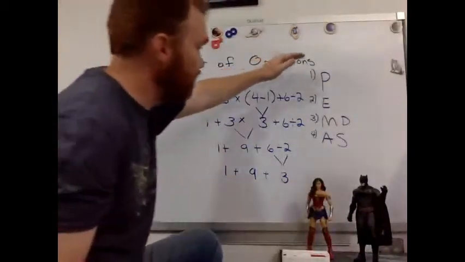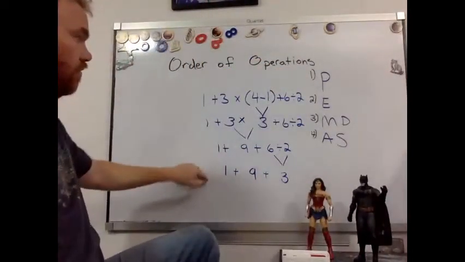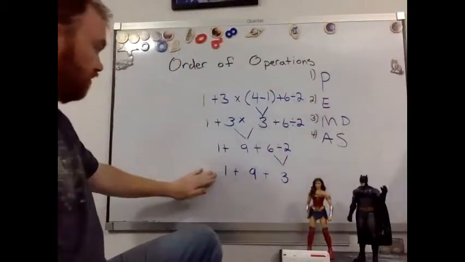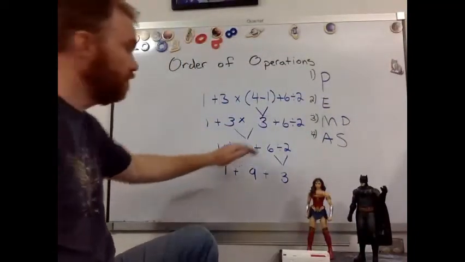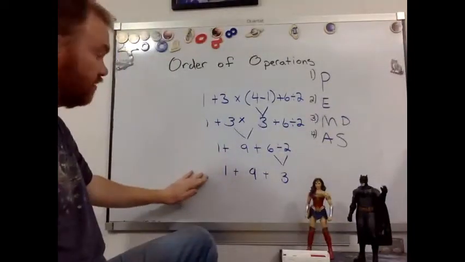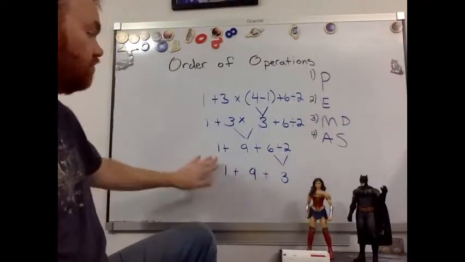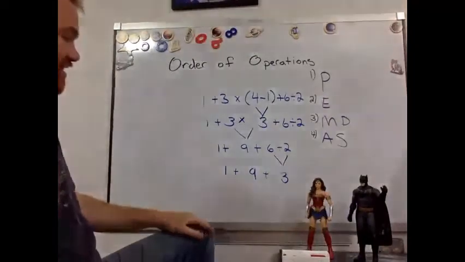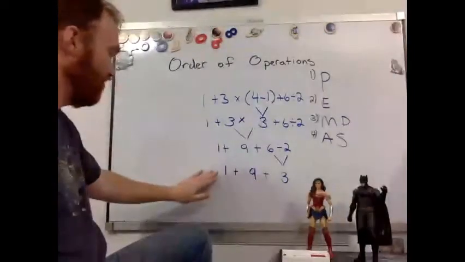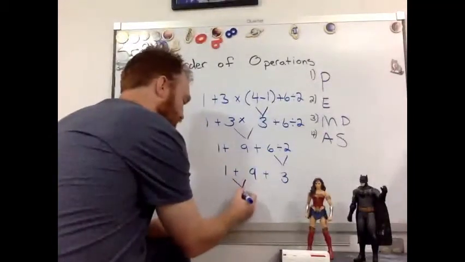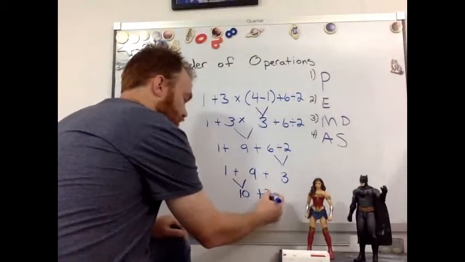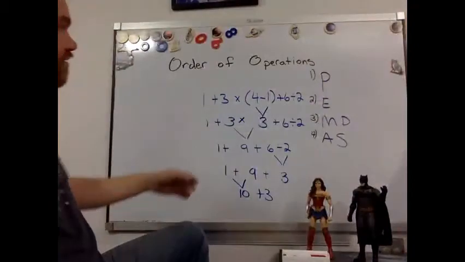I go back up to the top. Parentheses? No. Exponents? No. Multiplying or dividing? No. Adding or subtracting? No. Oh, sorry. Yes, I do have adding or subtracting. Sorry, I'm getting ahead of myself. Adding or subtracting, 1 plus 9. 1 plus 9 is 10. And bring everything down with it.